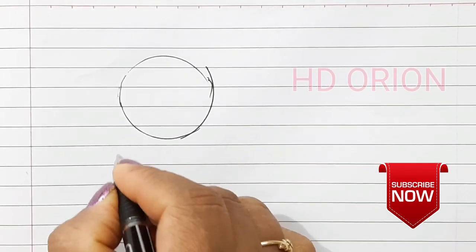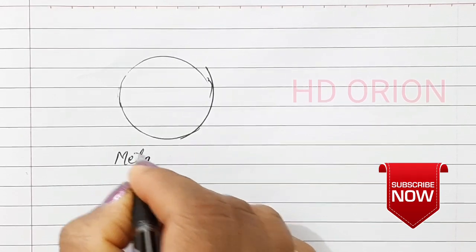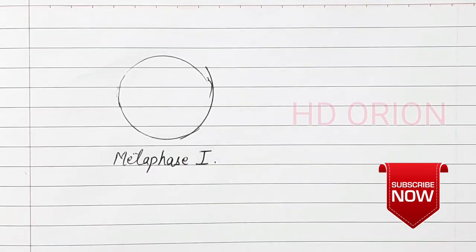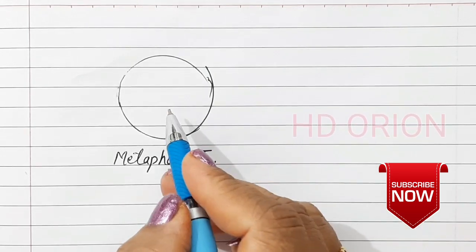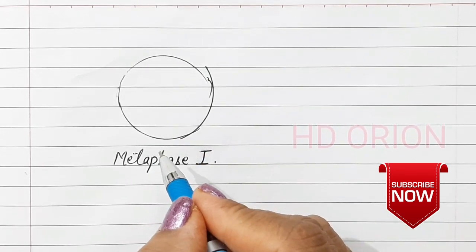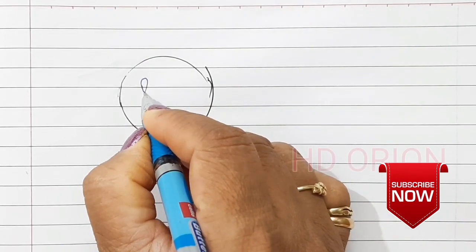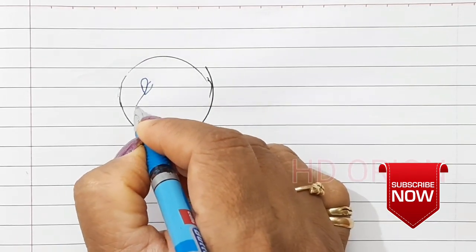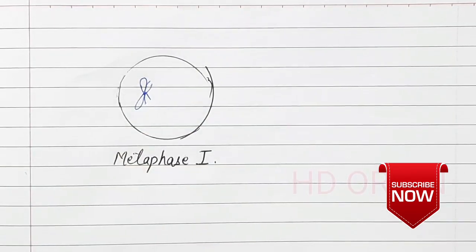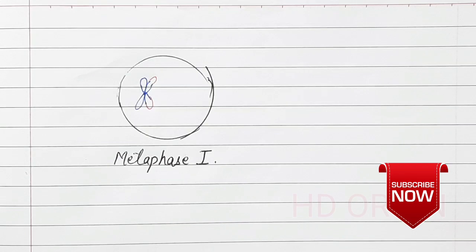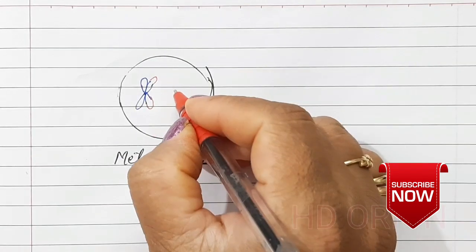This is the second phase, metaphase 1. In metaphase 1, there is no nuclear membrane seen. It has totally disappeared. The nucleolus has totally disappeared, leaving the chromosomes free. The chromosomes align at the equator, that is the center of the cell.